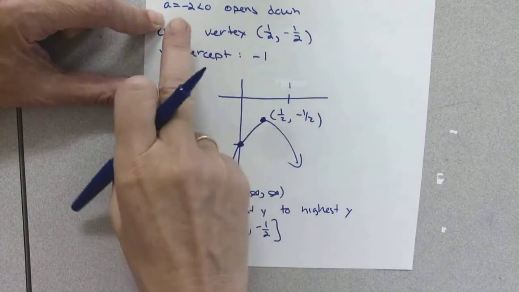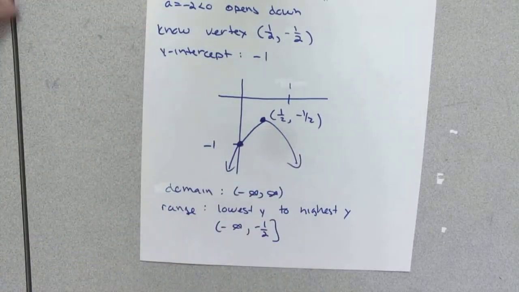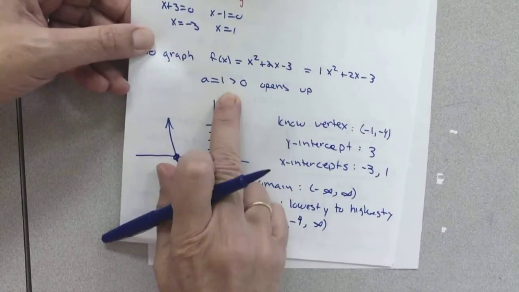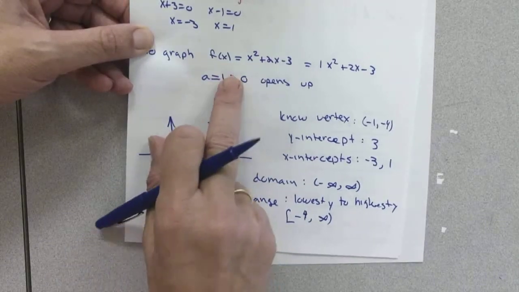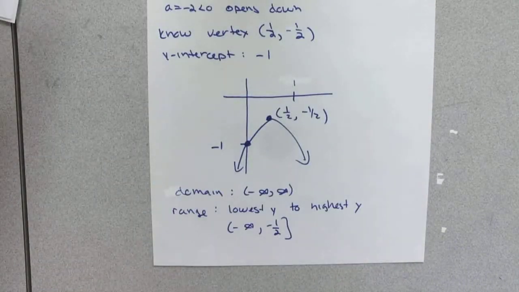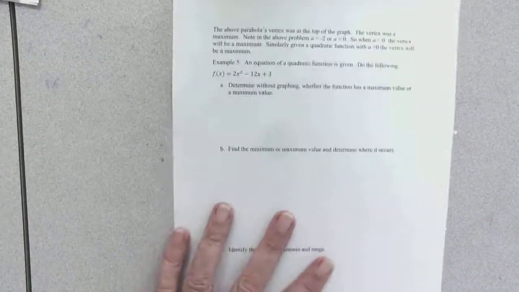If your parabola is going to open down, if a is negative, you're going to have a maximum. If your parabola opens up, like it did on this problem here, where a was 1, it opens up, you've got a minimum. So just looking at that a value, you can determine if you have a maximum or a minimum. And that's what it says on this next page. Imagine that. The above parabola's vertex was at the top of the graph. The vertex was a maximum.